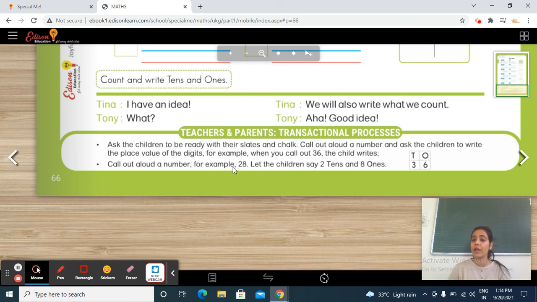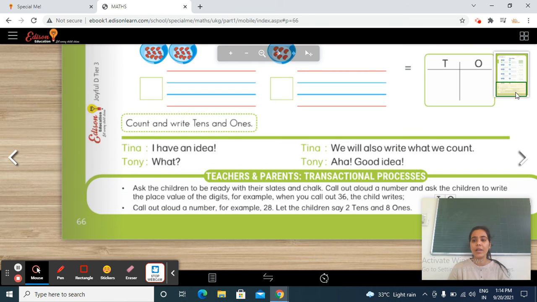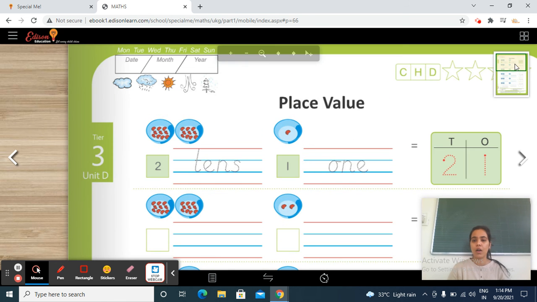Suppose we are doing it with another number, 28. Students will have to say it like this: two tens, eight ones. In a similar way, they have to call this number like three tens, six ones. You have to conduct this activity at your home with lots of other quantities. Parents, it's a request that please conduct this activity at home.